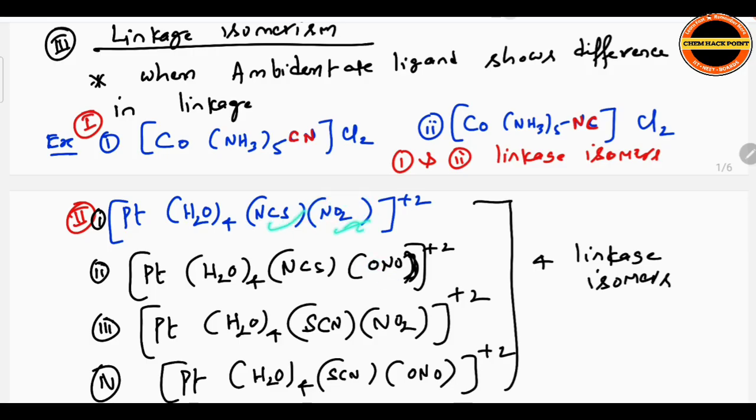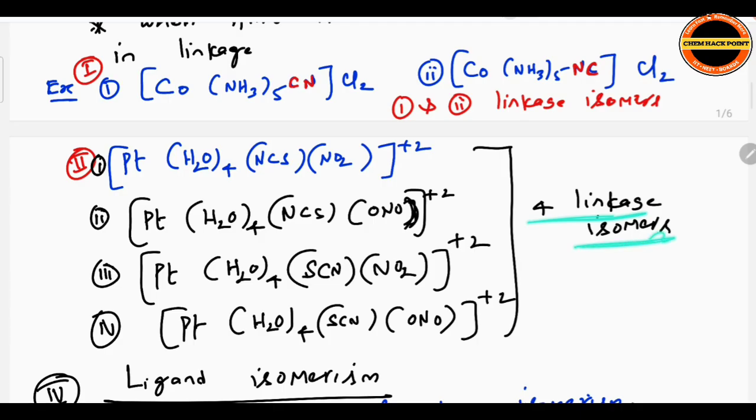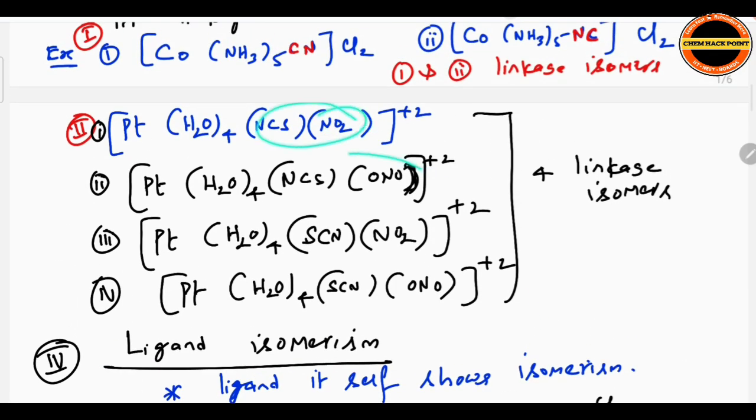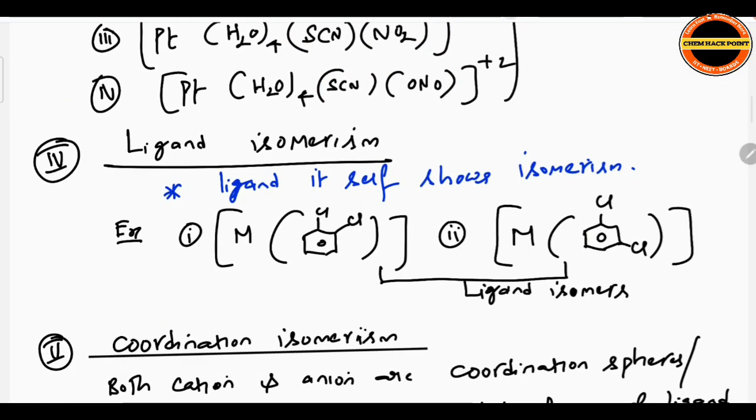So how many combinations do we get with these two? NCS, NCS, here SCN, SCN; NO2, ONO, NO2, ONO. We are just changing these connections. Here nitrogen forms the bond, here sulfur forms the bond, and likewise for NO2 and ONO, with different bonds. Based on the number of linkages, overall we get 4 linkage isomers. We did not change anything except these two ligands; with different atoms and different combinations, we got 4 linkage isomers.